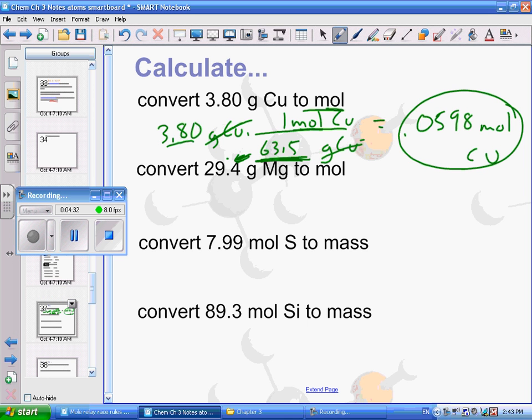Let's try this next one right here. Or actually, let's try this third one. You have 7.99 moles of sulfur.